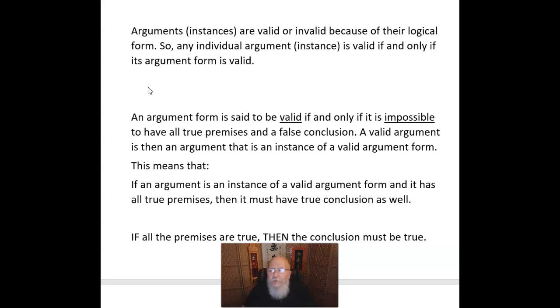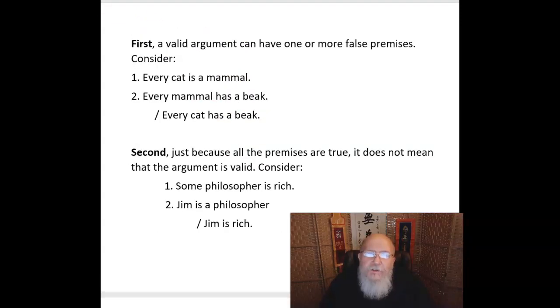And an argument form is said to be valid if and only if it's impossible to have all true premises and a false conclusion. So a valid argument is an argument that's an instance of a valid argument form, which means that if an argument is an instance of a valid argument form and it has all true premises, then it has to have a true conclusion as well. So if all the premises are true, then the conclusion just has to be true. So let's think about some consequences of this.